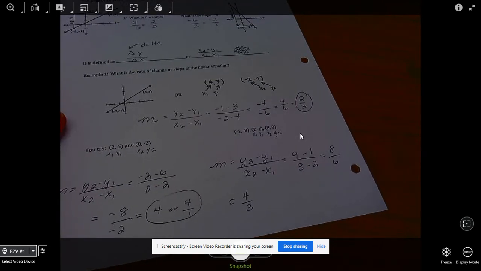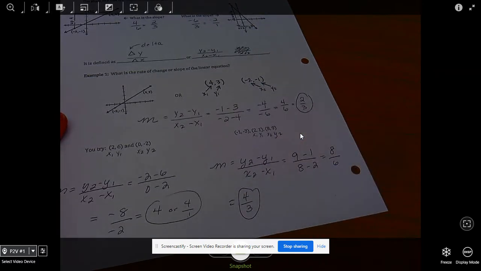Okay, so I chose positive values. You could have picked any 2 that you wanted, but I chose the ones that were positive because they were easy to work with. I wrote out my equation. I said y2 minus y1 over x2 minus x1, and then I reduced. So my slope is up 4 over 3.